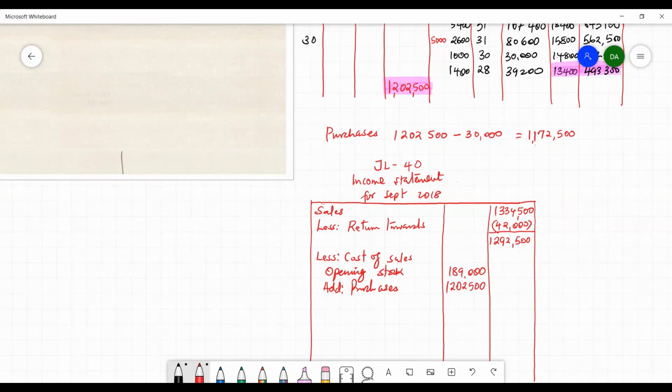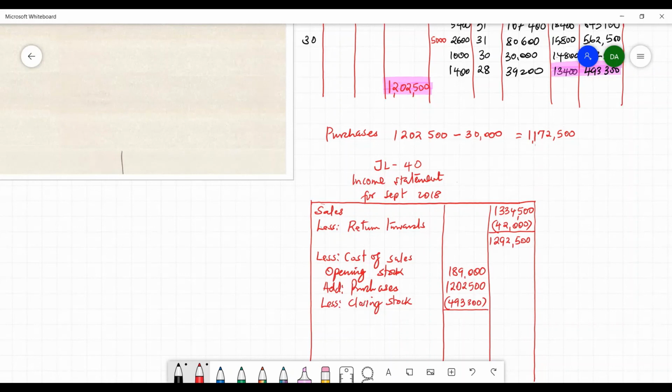I have used the purchases of 1,202,500 because the goods returned have already been included in the closing stock. So once I subtract the closing stock, I shall have subtracted also the value of those goods. The closing stock is 493,300. This included the 30,000, which is the value of the goods which were returned. Therefore, I don't need to subtract the value of the goods returned from the purchases because they have been included here.